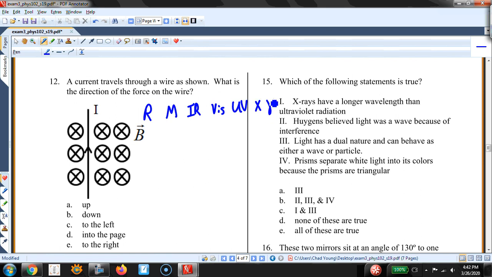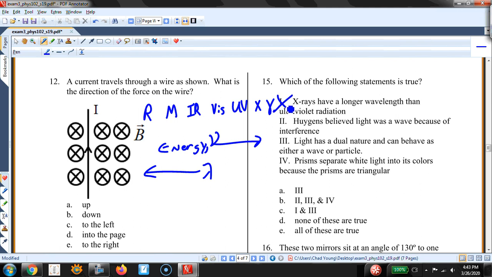X-rays, and then gamma rays. This is increasing energy in this direction, and also don't forget it's also increasing frequency, and our wavelength is decreasing in this direction. Radio waves have an immense wavelength. They're centimeters or millimeters, but they can also be kilometers or hundreds of thousands of kilometers, the wavelength for some radio waves. So X-rays have a longer wavelength than ultraviolet radiation? No, they have a shorter wavelength.